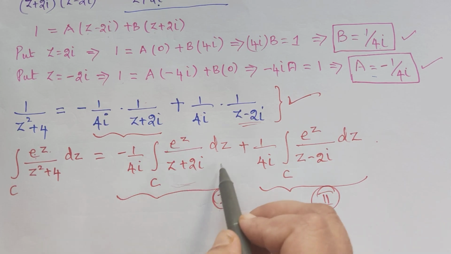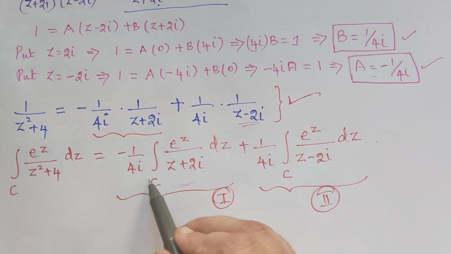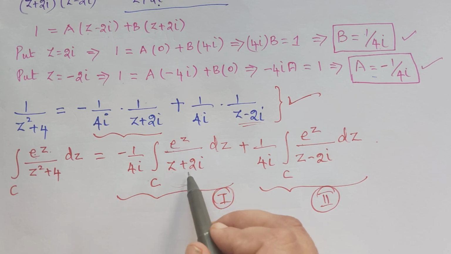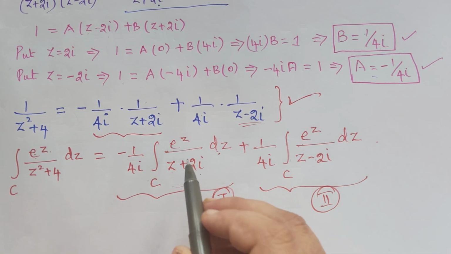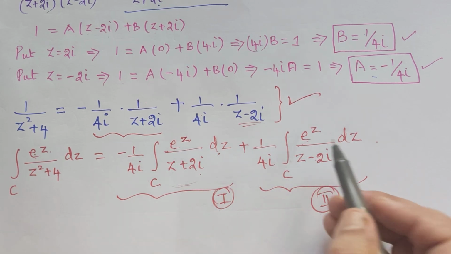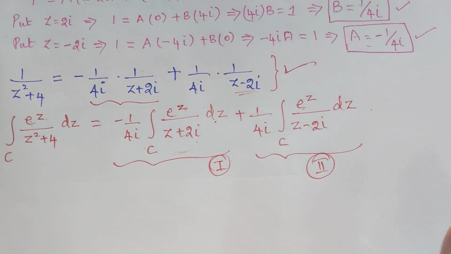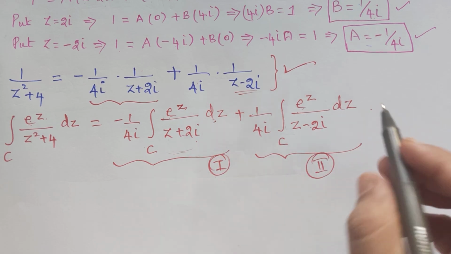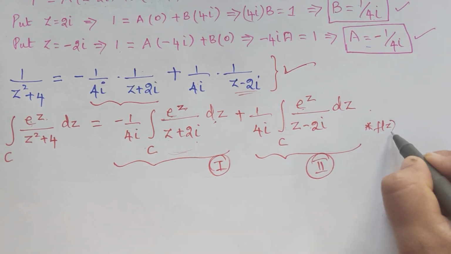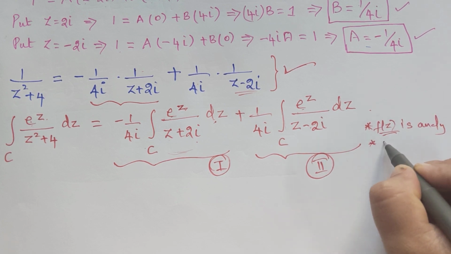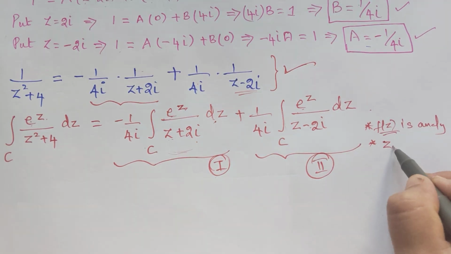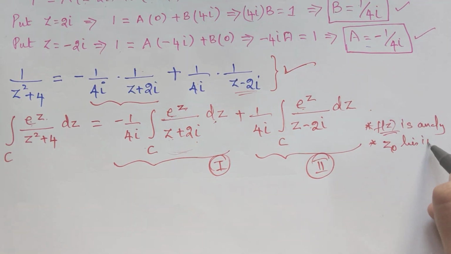So first we will evaluate this integral, that is integral over C e power z by z plus 2i dz. Similarly, we will also evaluate this integral. We observe that f of z is the same for both. So in order to apply the Cauchy integral formula, we should check whether f of z is analytic inside and on C. That is the first condition. And the second condition is we have to check whether the z naught that we have lies inside C. So these are the two conditions that we have to check.